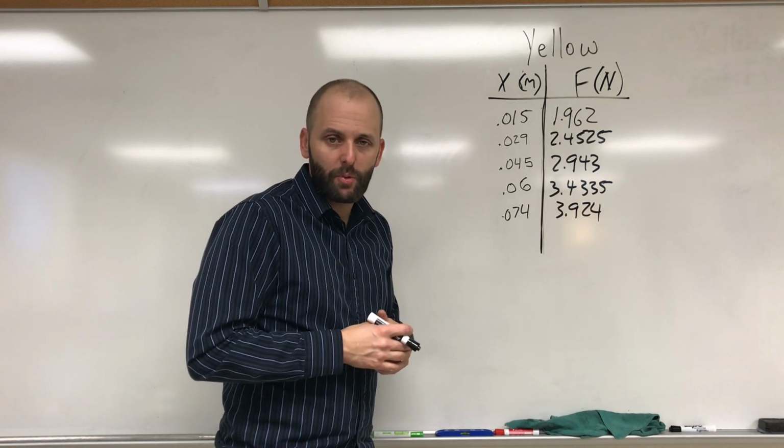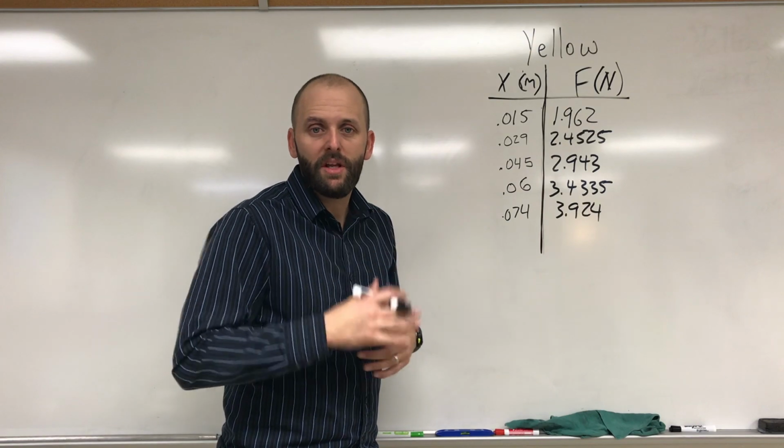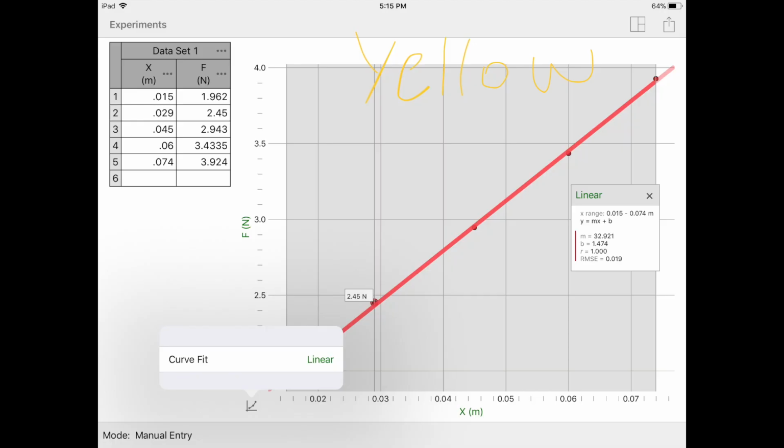I still have one more spring. We're going to put the blue in there and see where it goes. Here's the data we collected and graphed for the yellow. The slope of this line is 32.9, so roughly 33. That is your K value for this spring.